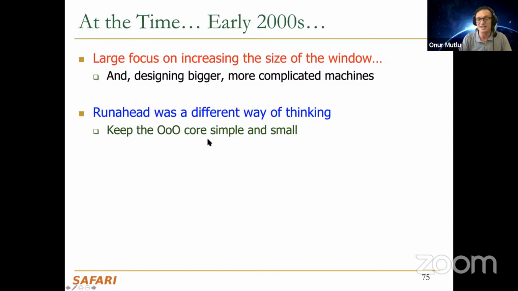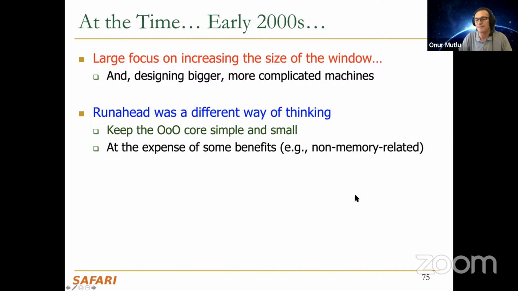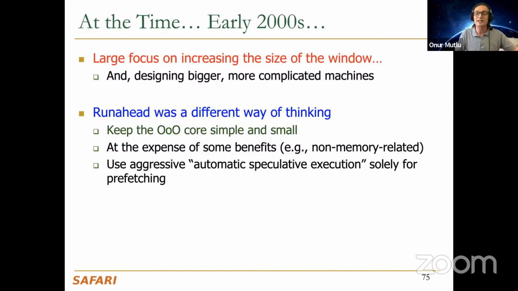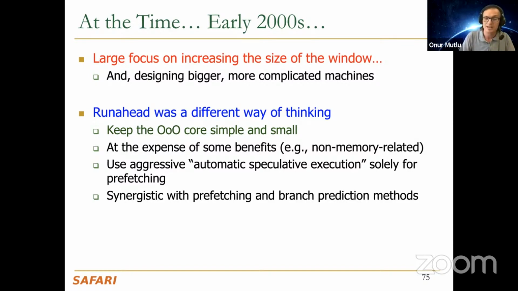And our principle was to keep the out-of-order core simple and small, at the expense of some benefits. Give up some of the benefits, like non-memory related benefits, but use aggressive automatic speculative execution. Execute ahead in the main program solely for prefetching purposes. And it turns out this is very synergistic with prefetching and branch prediction methods and other methods that are employed in the out-of-order execution engine, because we're really utilizing the out-of-order execution substrate that we developed in this course to do prefetching when otherwise you would stall.